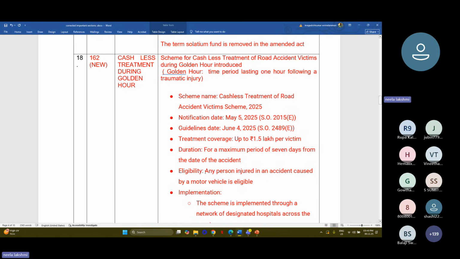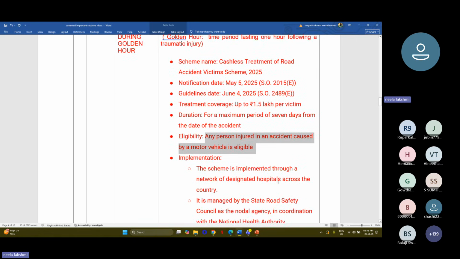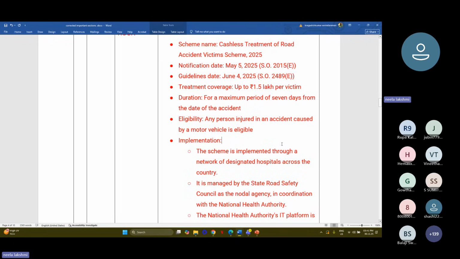Eligibility: who becomes eligible for this? Any person injured in an accident caused by a motor vehicle is eligible. How is it implemented? The scheme is implemented through a network of designated hospitals across the country.